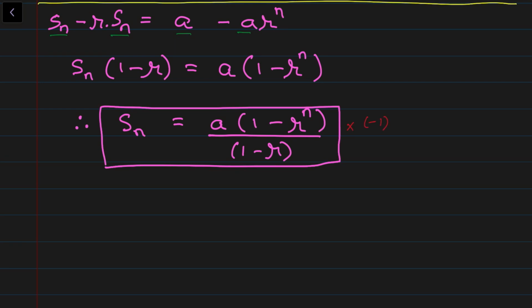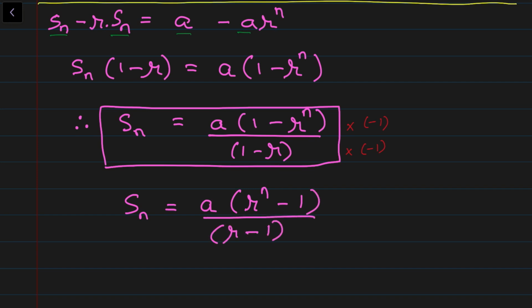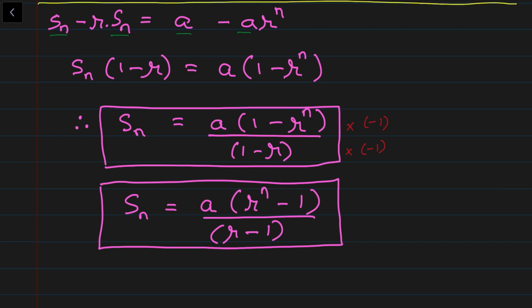Now, if we multiply both the numerator and the denominator by negative 1, we obtain another form of the same formula: Sn equals a times r raised to n minus 1 divided by r minus 1. Generally, the first form of the formula is used when the constant ratio r is less than 1, while the second form is used when the constant ratio r is greater than 1.